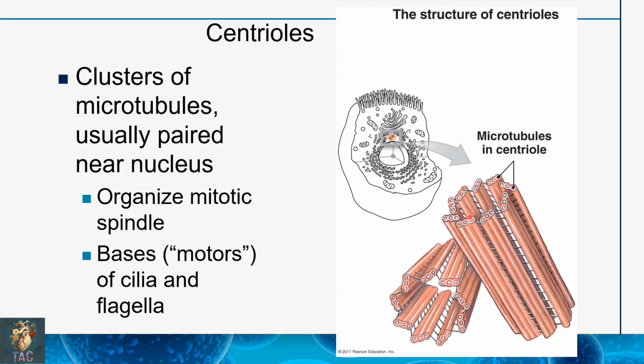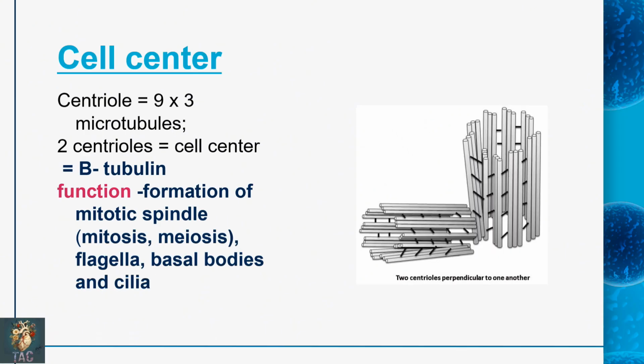Here you can see they are present in a structure of triplets of 9, in which you can see the 3 monomers, A, B and C, forming each triplet. This is the 9 into 3 microtubule structure. The 2 centrioles, the cell center, are present at right angles to each other, and their function is the formation of the mitotic spindles, in both mitosis and meiosis, and also the flagella, the basal bodies and the cilia.